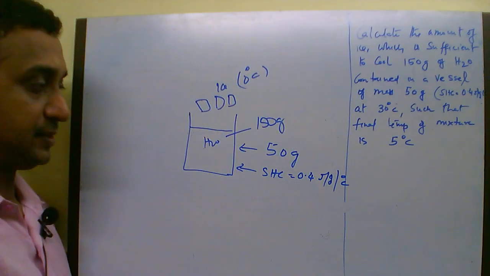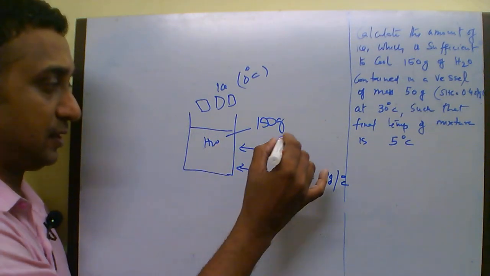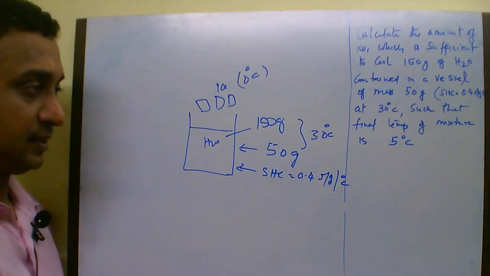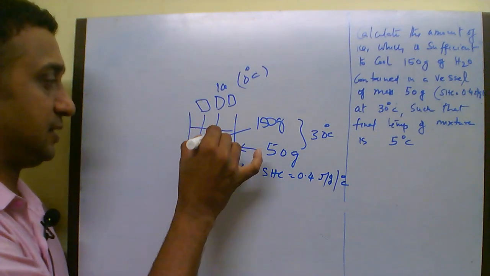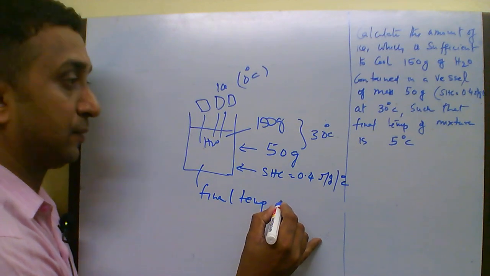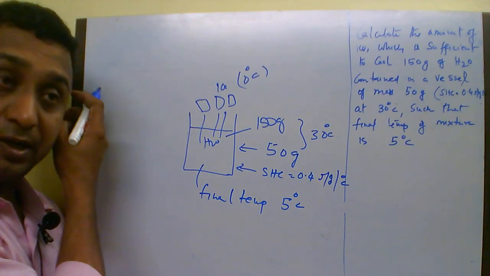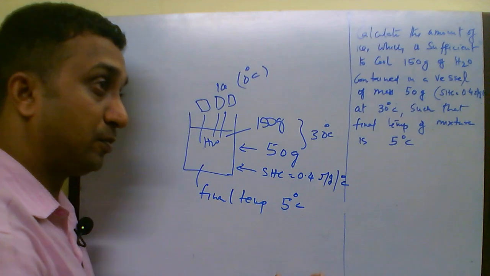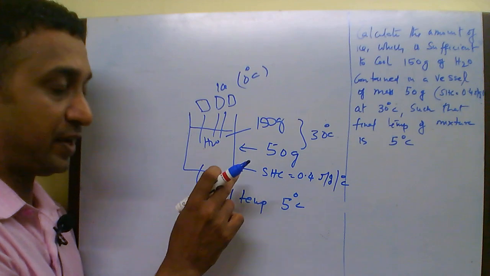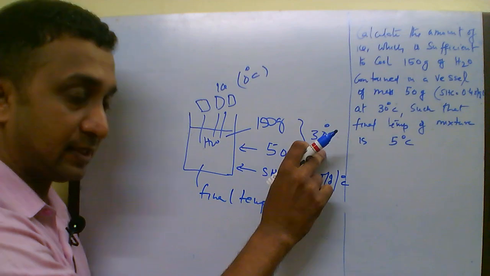You are pouring some ice and the initial temperature of this system, the vessel plus water, is 30 degrees Celsius, and when you pour the ice, the final temperature becomes 5 degrees Celsius. So whenever you attempt such a question, please go through the question properly and find out what is actually happening there. Here you have a vessel whose weight is 50 grams, inside it water is there of 150 grams, both are at 30 degrees Celsius.